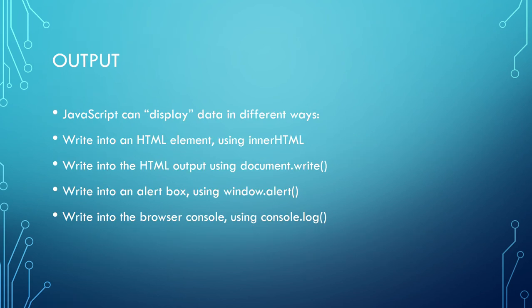Output. Okay, output. JavaScript can display data in different ways. It can write it to an HTML element using inner HTML. We've done that a bunch of times. It can write it into the HTML output using document.write. We're going to look at that real quick. You can write to an alert box using a window alert. And you can write to the browser console using console.log.